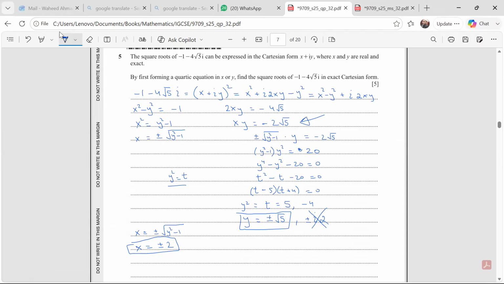This is telling me that when you multiply x and y together, the answer has to be negative. It means if this is positive, this has to be negative, and if this is negative, this has to be positive. They cannot both be positive or both be negative at the same time.